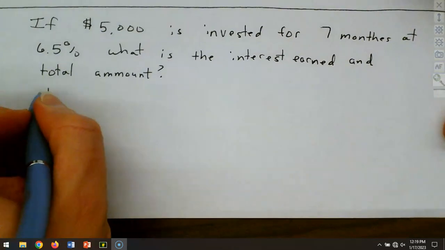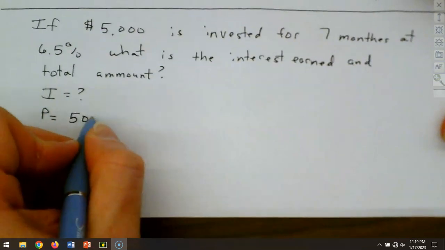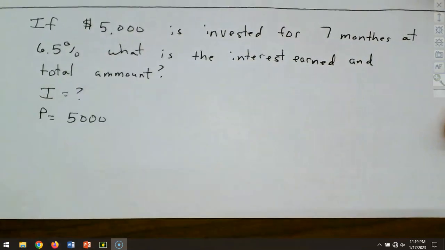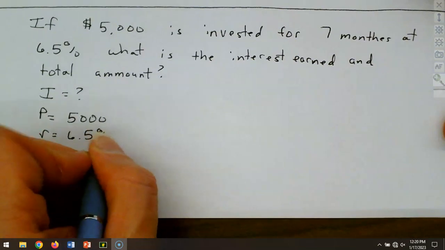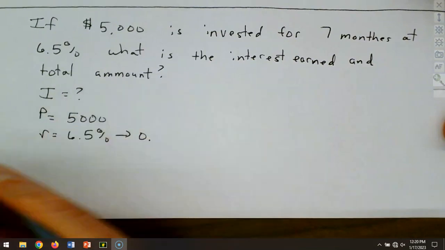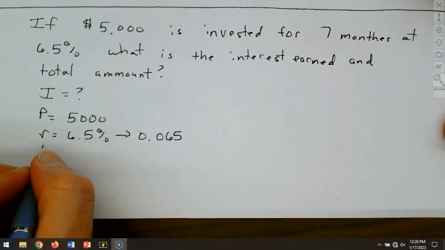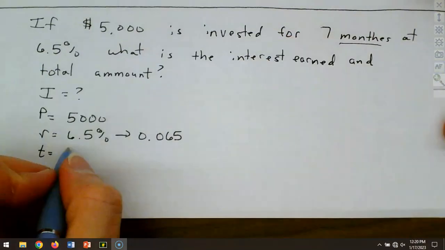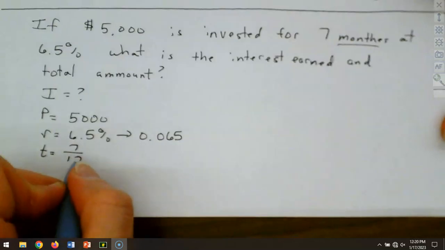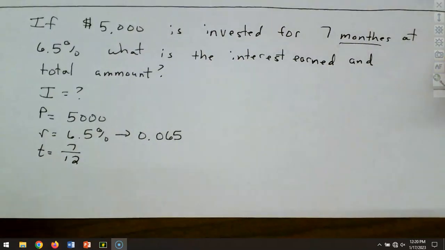$5,000 is invested. So that means our principal is going to be $5,000. Okay, so 5,000 is the P. Our interest rate is at 6.5%. So 6.5% as a decimal would be 0.065. And then we've got our time. Now, what is our time? 7 months. So that's 7 over what? 12. We're going to keep the fractions until the very end.